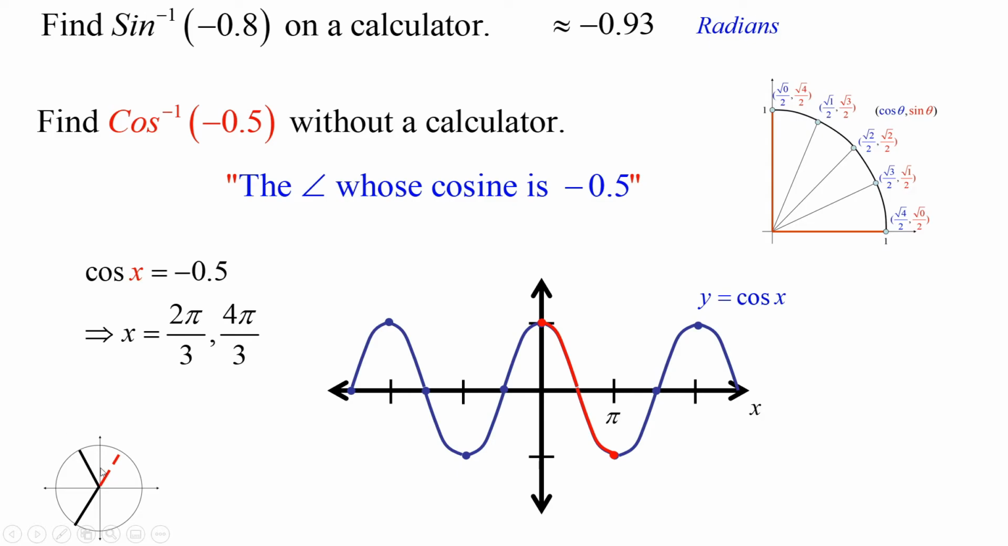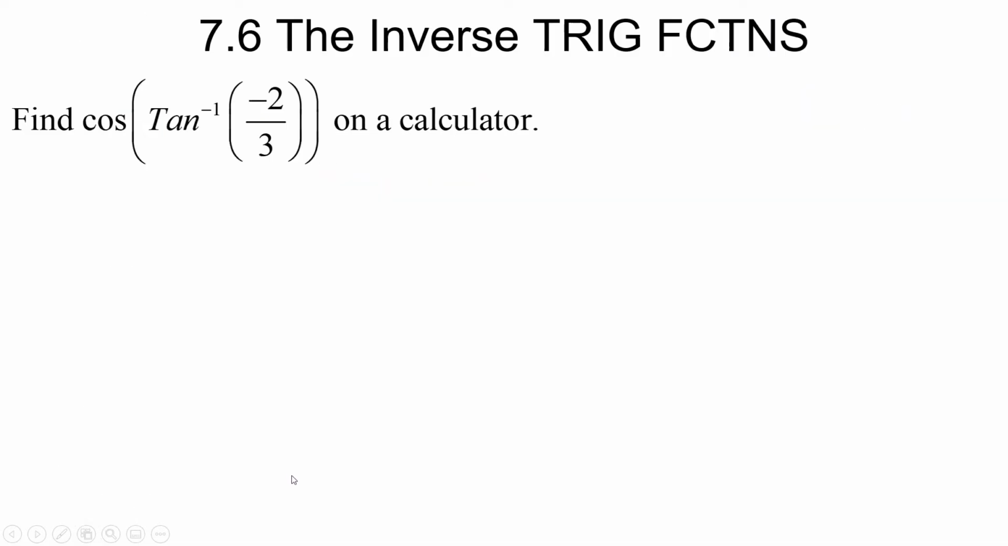Okay, so let me see. Hey, well, look at this. 2 pi/3 is in that interval. So x can equal 2 pi/3. x cannot equal 4 pi/3 because that is not in the restricted domain of cosine. So we can find an inverse cosine. Nice. Okay, find cosine of inverse tangent of negative 2/3.